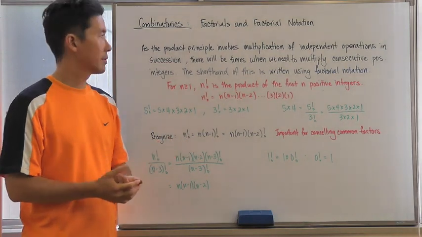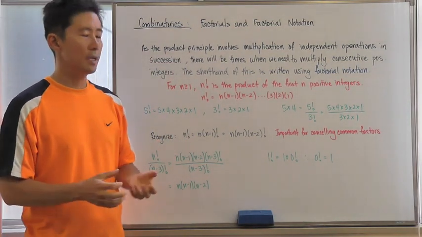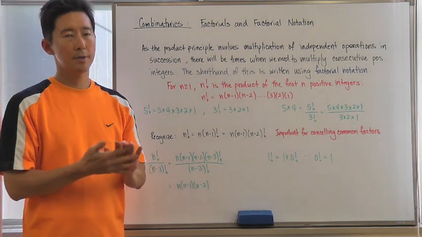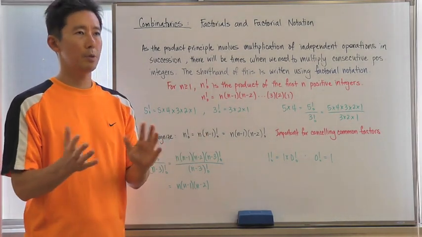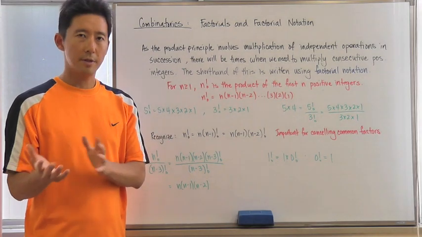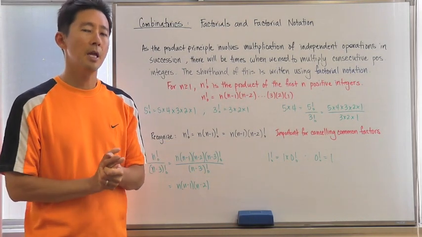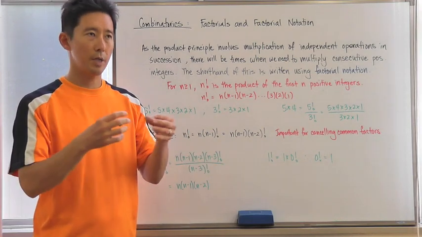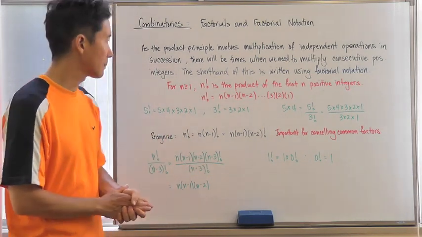Now, the product principle is going to involve the multiplication of independent operations in succession. So there are going to be times when we have to multiply factors together that are consecutive positive integers. And if we want to do that, we use factorials, and in order to express it, we use factorial notation.